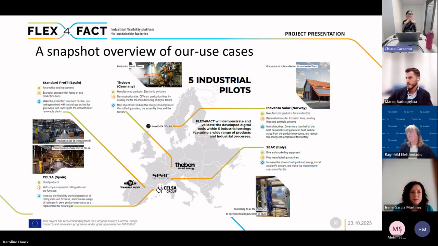We have SEAC from Italy, where they produce diving equipment. Here again we speak about injection molding, electric injection molding processes. We have Inavinta Solar from Norway, where they produce solar collectors based on high performance polymers. So again, we are speaking about extrusion lines with different types of materials and a welding line. Finally, we have Tebem in Germany, a leader in the production of smart home systems, in particular electronic switches. So here we have also an example of mass production in electronics.